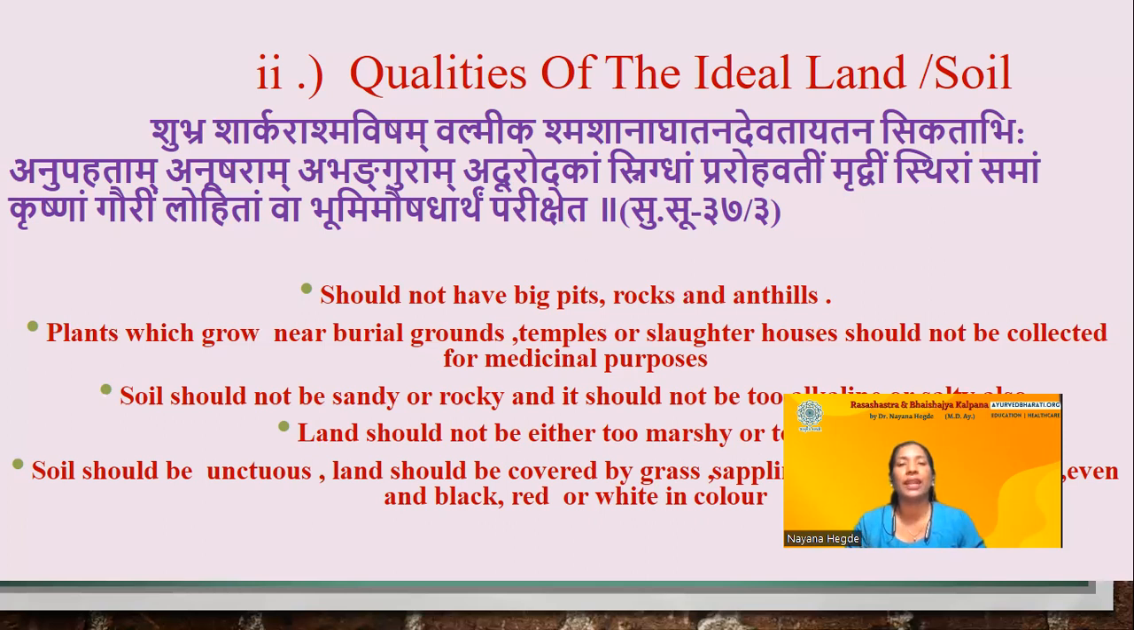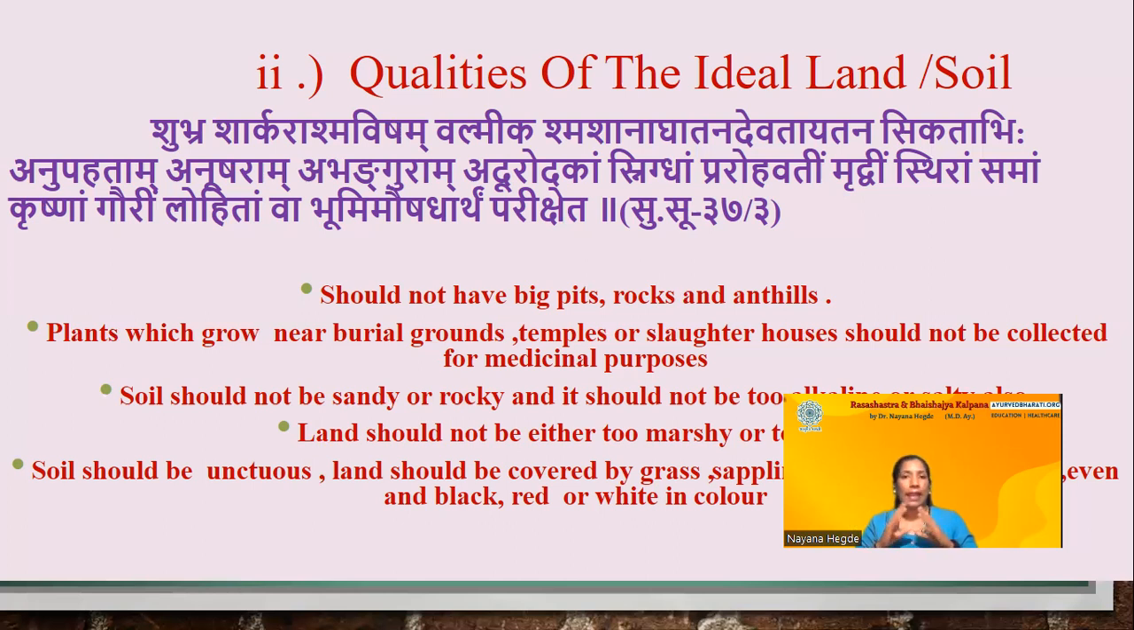Adurodaka means if the land is too dry, then one should not consider that land for the collection of medicinal drugs. So these are the points they have given for what should not be. So next they have given how the land should be. That is snigdha. The land should be snigdha. Then prarohavati. Prarohavati means there are ankuras over the soil or land. Ankuras means the plant has produced a shoot in it. Or the land or the soil is covered by saplings. That kind of land should be considered for the collection of aushadhi dravya.